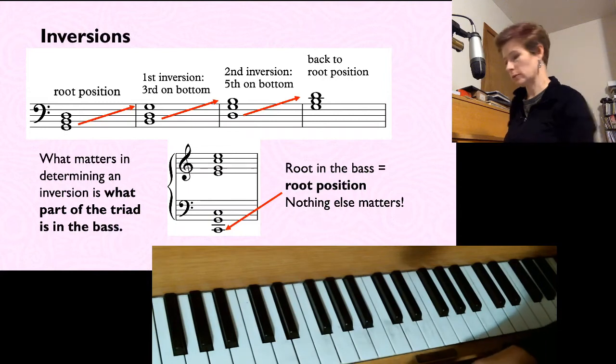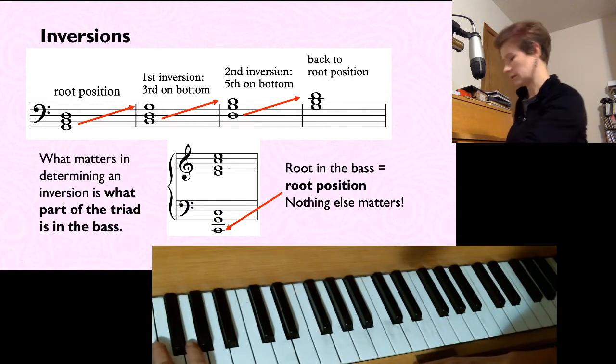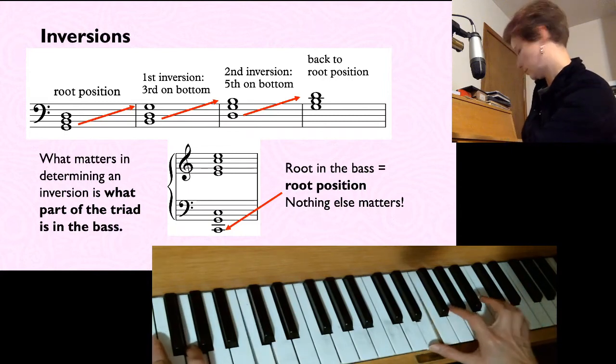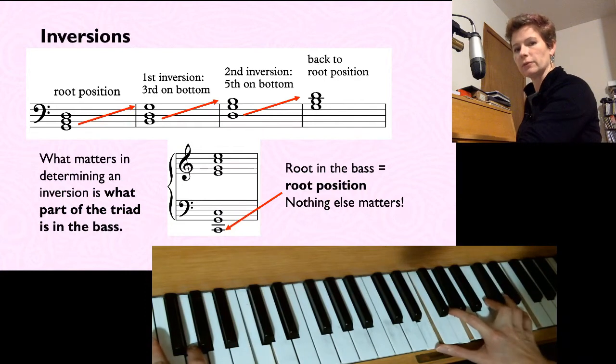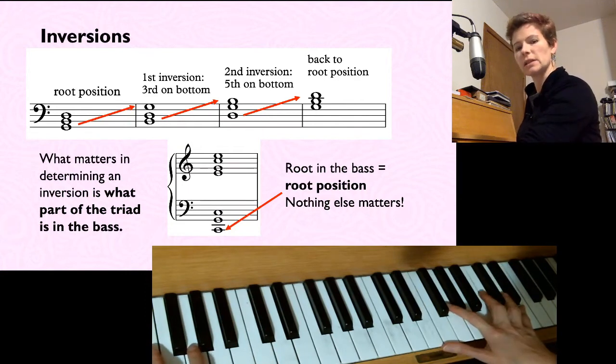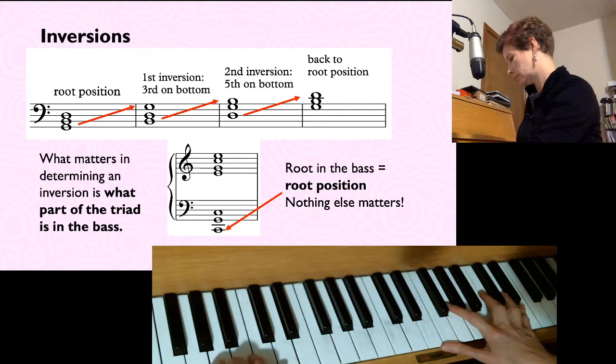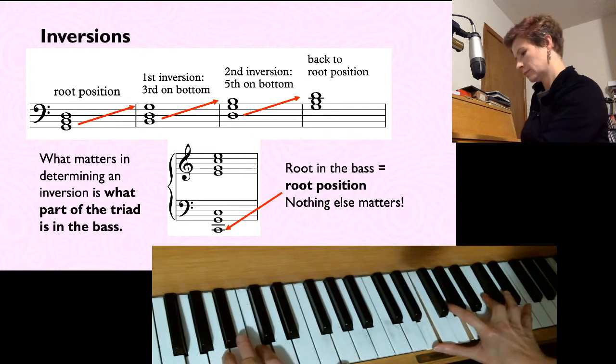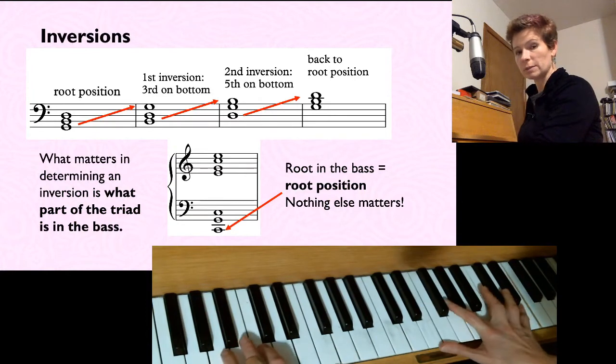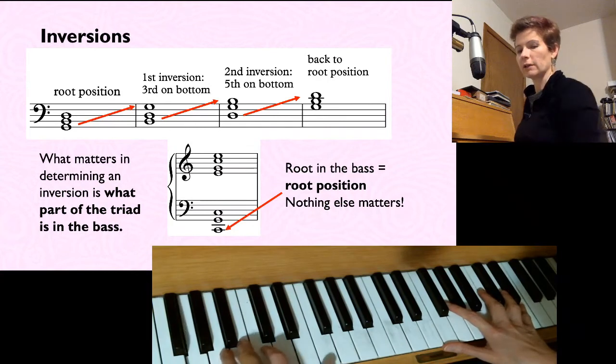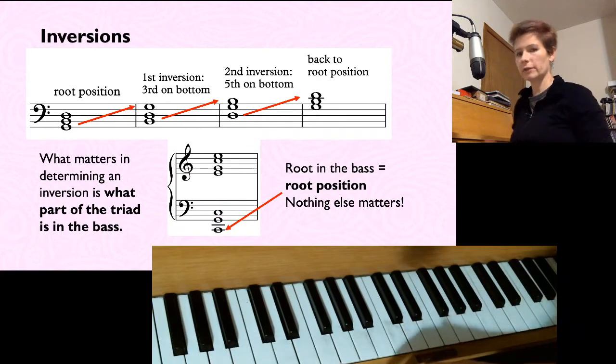So take this enormous chord, as long as it has C in the bass, it is still in root position. Say I drop the C from the bottom of this big chord. Now G is my lowest note, and I would be in second inversion, even if everything else about my chord is exactly the same.